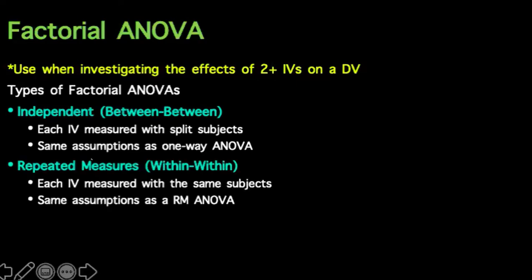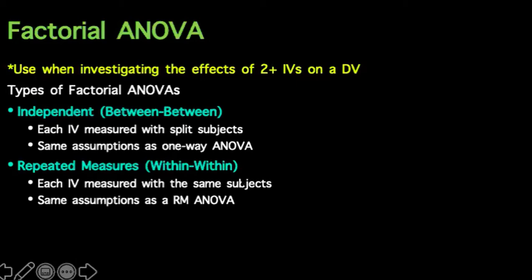We could have a purely repeated measures factorial ANOVA as well, a 2-way where you only have 2 independent variables and both are collected with a within subject design. We call it a within factorial ANOVA, a 2-way repeated measures ANOVA.